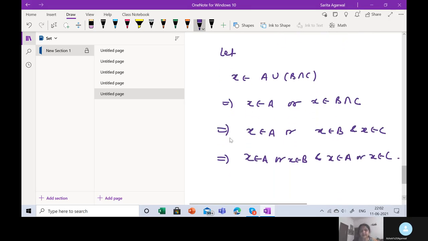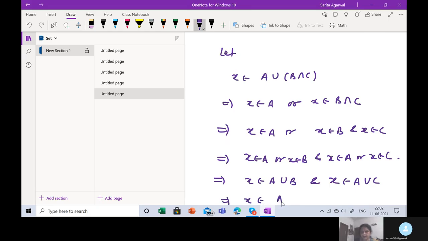If it is not in A, that means it is not here and it is not here. So that means it is in B and it is in C, that is B intersection C. Okay, so it's clear. So that means X belongs to A union B intersection X belongs to A union C. And which means that X belongs to (A union B) intersection (A union C).